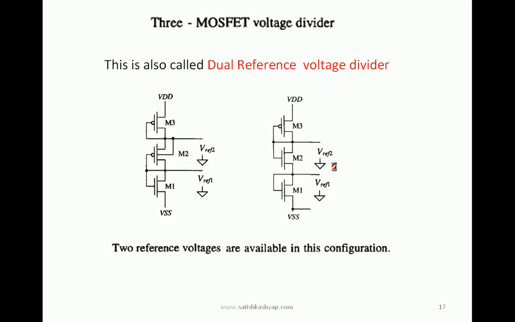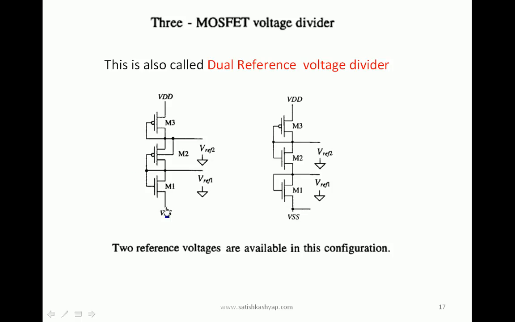Determine the values of V reference 1 and V reference 2. V reference 1 is nothing but simply VGS1. V reference 2 is nothing but from this point to ground. From this point to ground, V reference 2 is VSG2 plus VGS1, with respect to AC conditions.